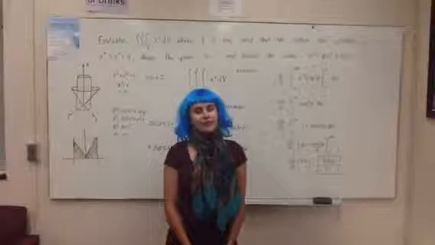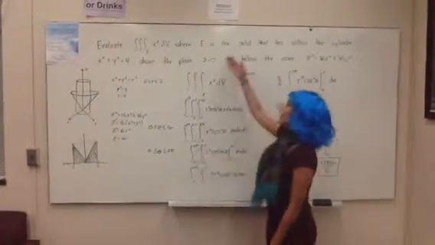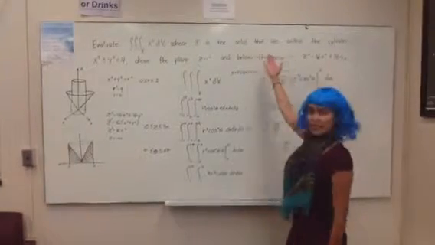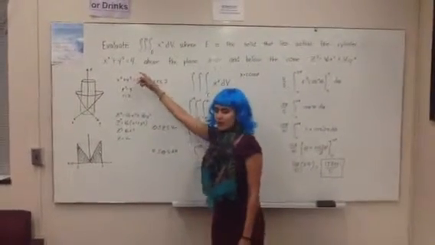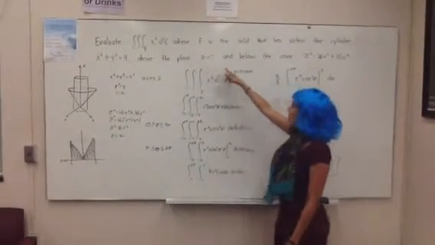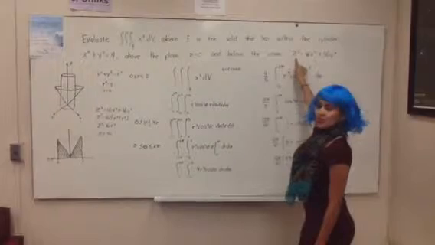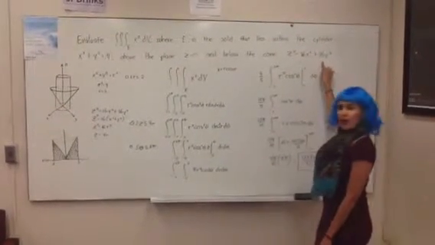We have a triple integral where E is the solid that lies within the cylinder x squared plus y squared equals 4, above the plane z equals 0, and below the cone z squared equals 16x squared plus 16y squared.